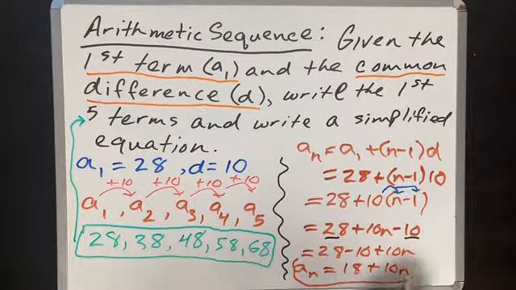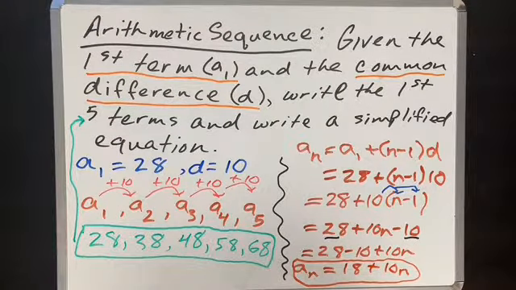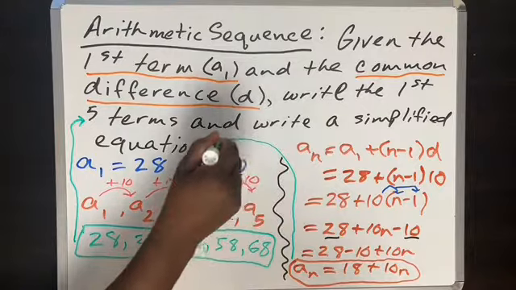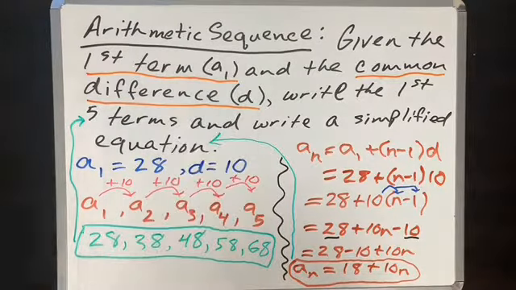This is our final answer. Let me erase that over here so there's no confusion. I'll write that again. So that's all right. There we go. So a sub n equals 18 plus 10 times n. Well, again, what does that represent? That represents the simplified equation that they asked for in the very beginning. And I'm just going to draw an arrow over here to communicate that's what that is.